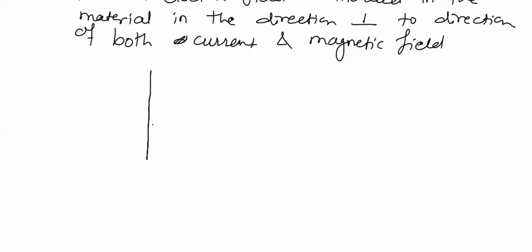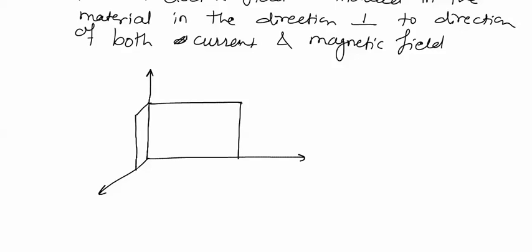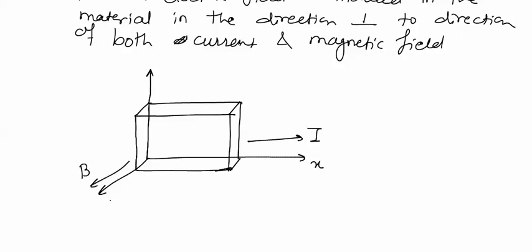Suppose the material is placed here. If in this material current is flowing in the direction x and a magnetic field B is applied in the direction y, then an electric field will be induced in the material in the direction either in positive z or in negative z. Means electric field will induce in the direction perpendicular to current and magnetic field. The angle between current and magnetic field is 90 degree.